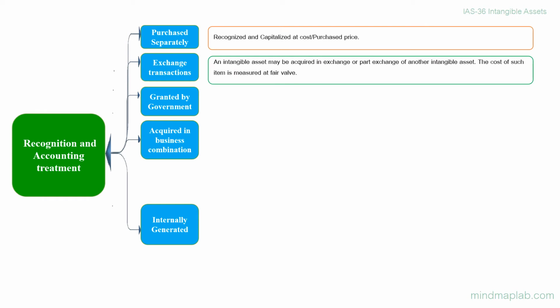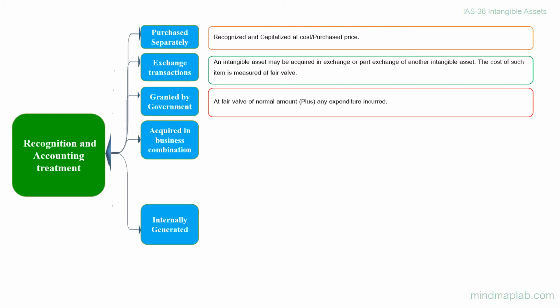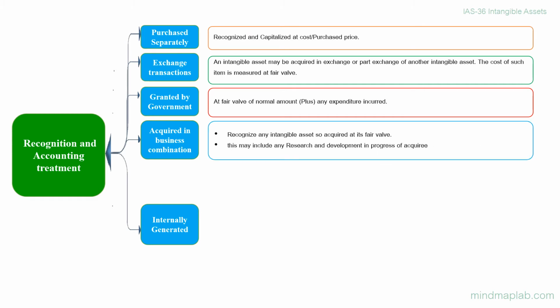The cost of such an item is measured at fair value. Granted by government: these are measured at fair value or nominal amount, plus any expenditure incurred. Acquired in business combination: recognize any intangible asset so acquired at its fair value. This may include any research and development in progress of the acquiree.